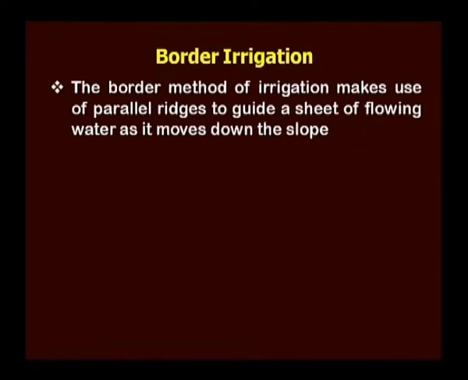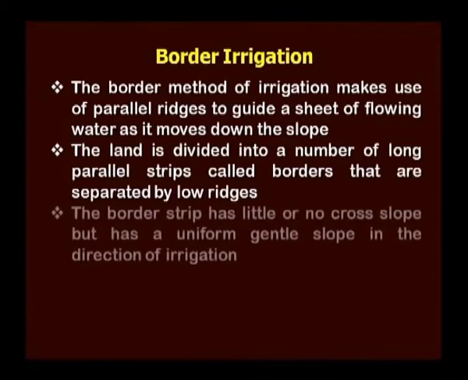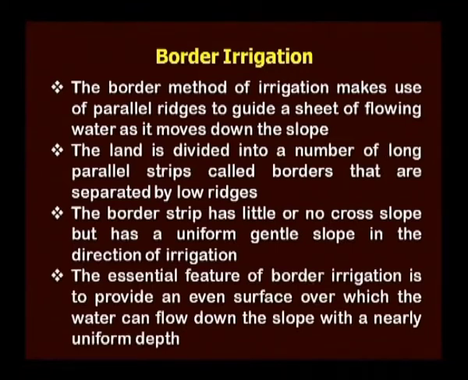Border irrigation. The border method of irrigation makes use of parallel ridges to guide a sheet of flowing water as it moves down the slope. The land is divided into a number of long parallel strips called borders that are separated by low ridges. The border strip has little or no cross slope but has a uniform gentle slope in the direction of irrigation. The essential feature of border irrigation is to provide an even surface over which the water can flow down the slope with a nearly uniform depth.